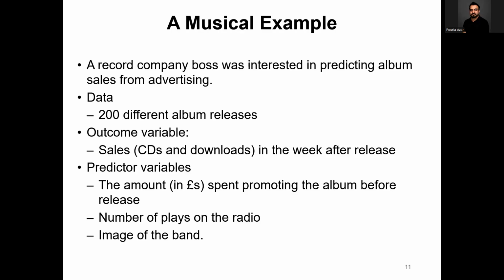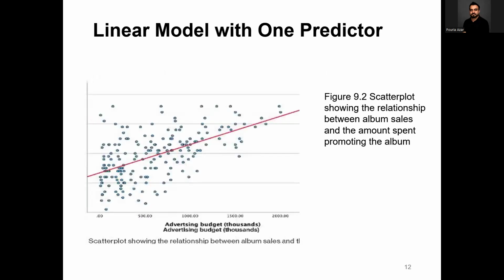So, can you tell me what type of regression analysis this is going to be? We have one outcome variable and three predictor variables. So this is going to be a multiple linear regression, because we have three predictors, not just one predictor.